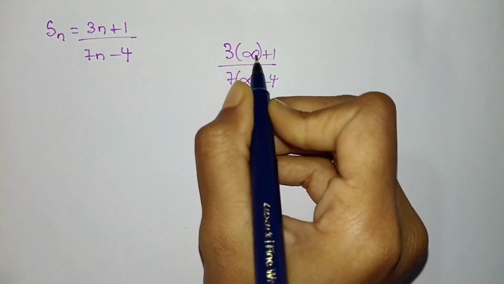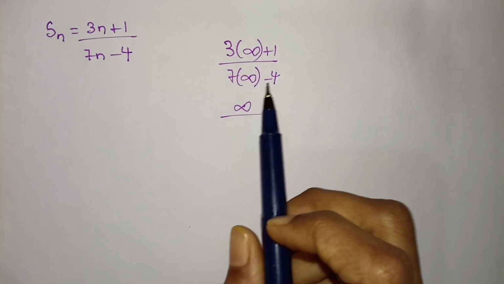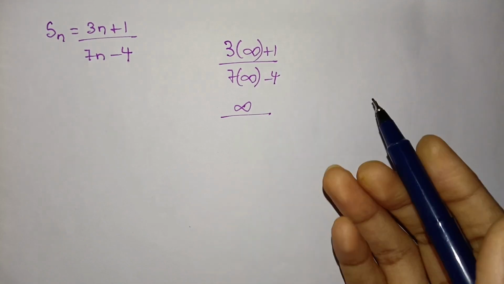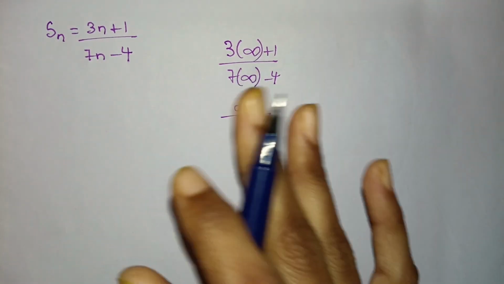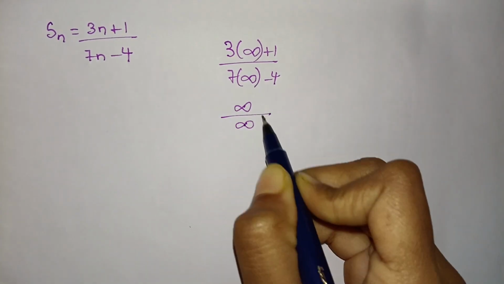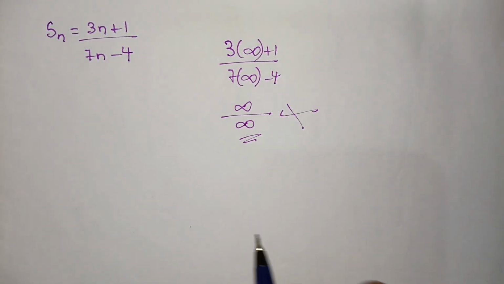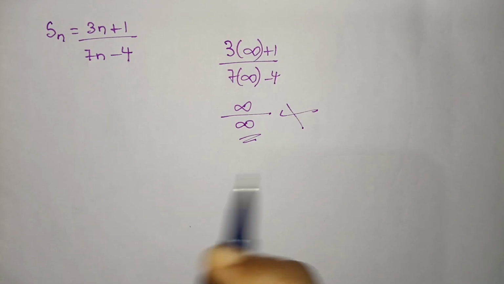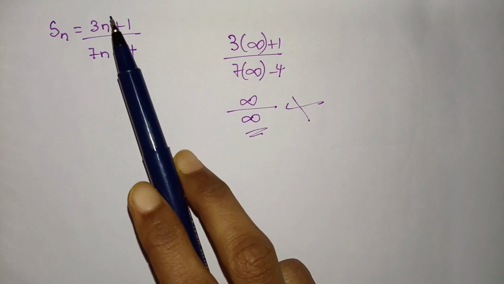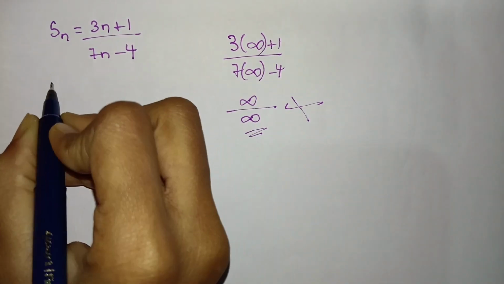So something into infinity is infinity, and plus 1 is also infinity, and divided by 7 into infinity is infinity, minus 4. If we subtract any number from a larger value, then the value will be larger only. So here infinity by infinity is an indeterminate form. So that's why we need to take n common. To avoid this indeterminate form, we need to take n common from the numerator and the denominator and cancel it. So here we'll do like this.